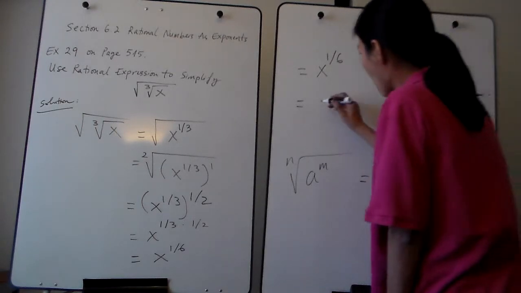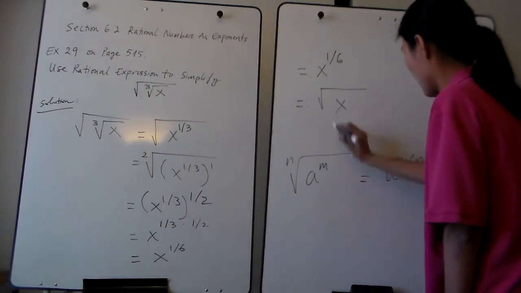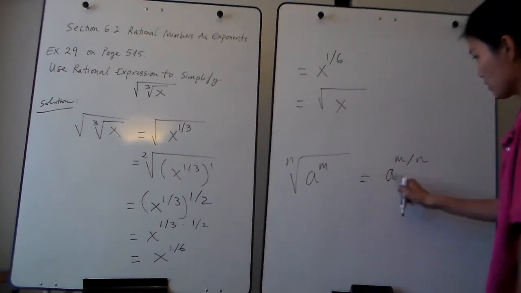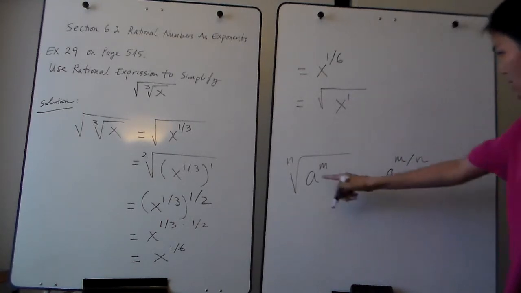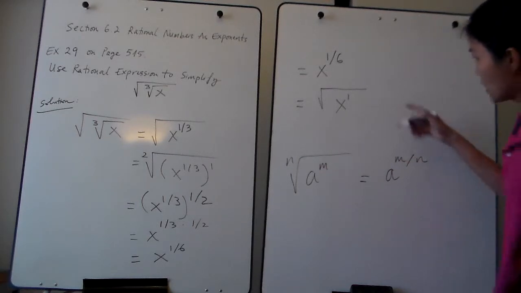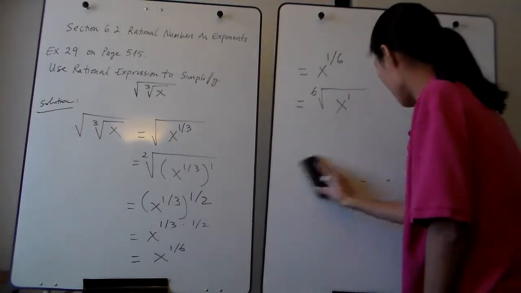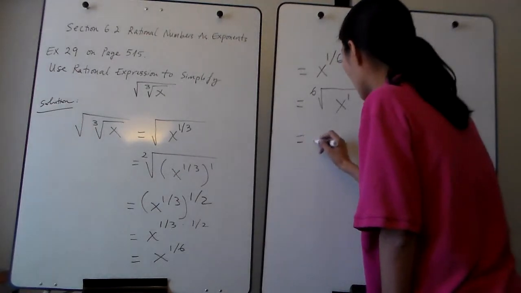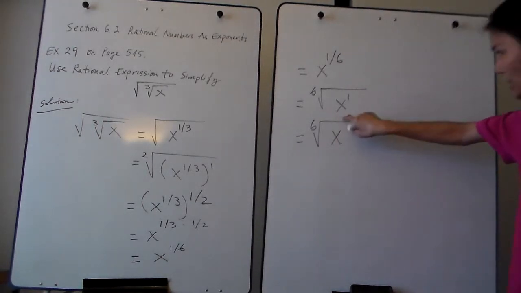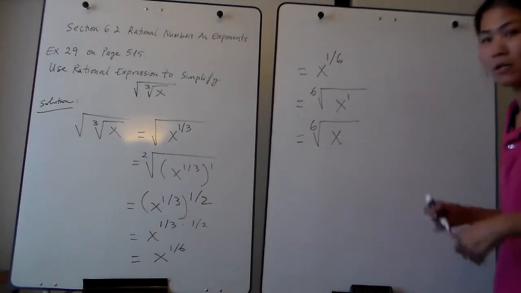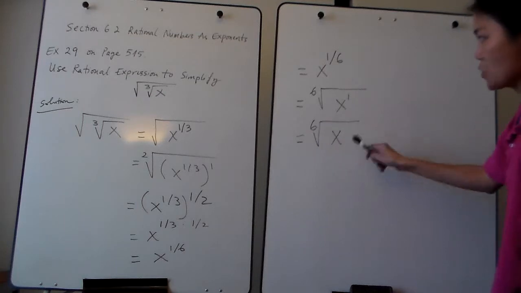So equal to radical a, right here is x, so x raised to the m power, so m is here, which is 1. Okay, and then n is the denominator and the root. So we have denominator 6, so 6th root, and we can simplify this to the 6th root of x. So x raised to the first power is itself. So the answer for example 29 is the 6th root of x.